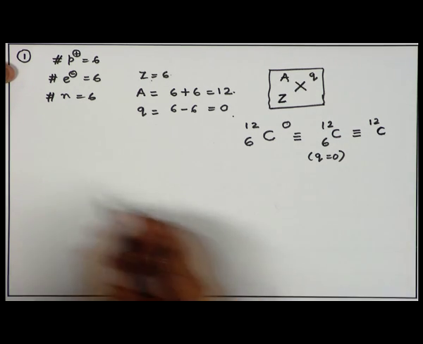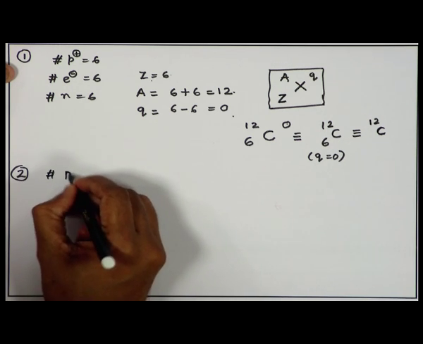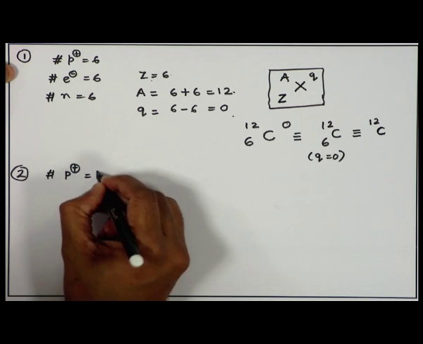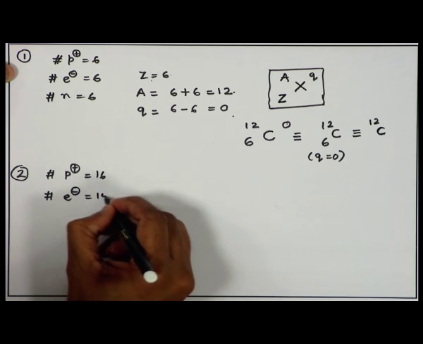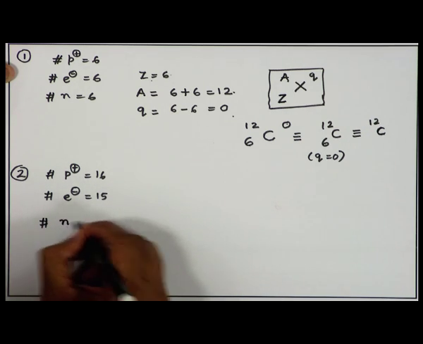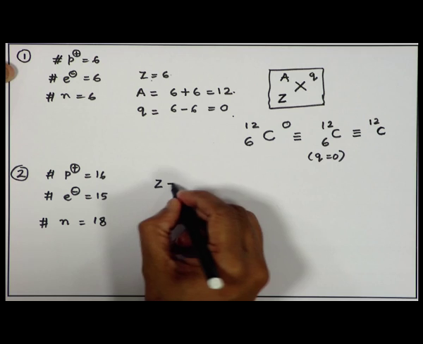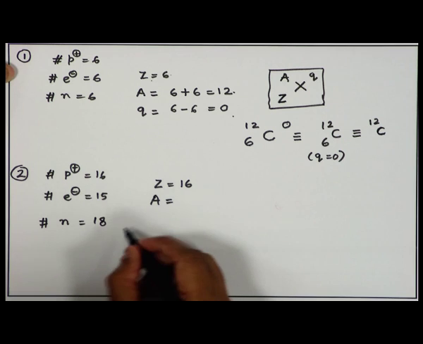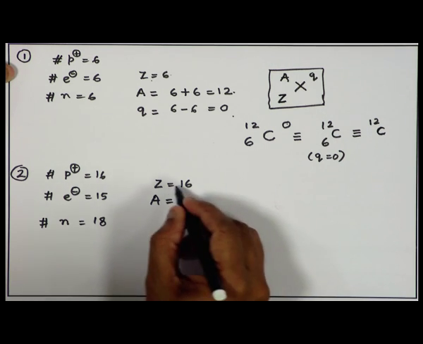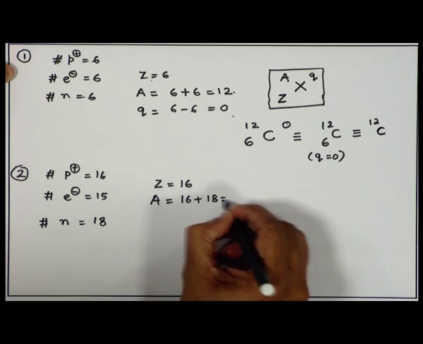Let us look at another example. In this case I have number of protons as 16, number of electrons as 15, number of neutrons let us say is 18. So, what is my Z? Z is the number of protons, that is 16, that is very good. What is my mass number? That is A, which is the number of protons plus the number of neutrons. So, 16 plus 18 which is 34.